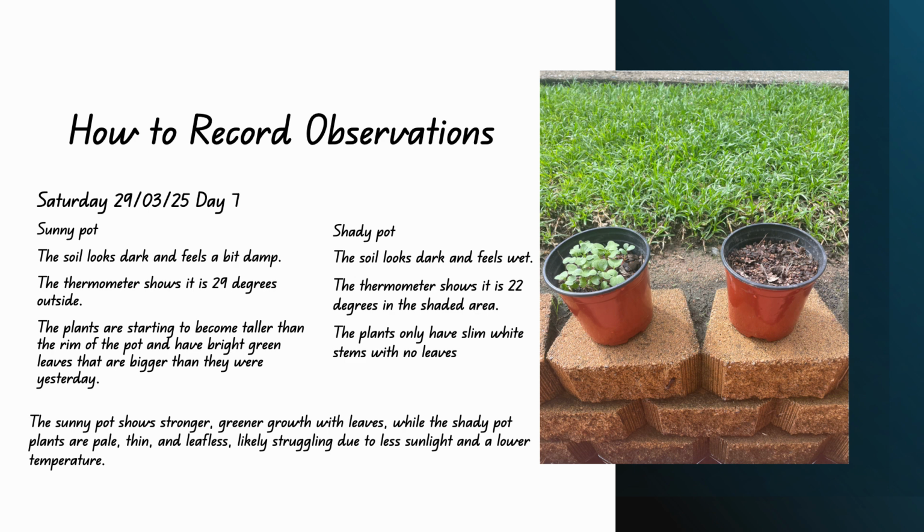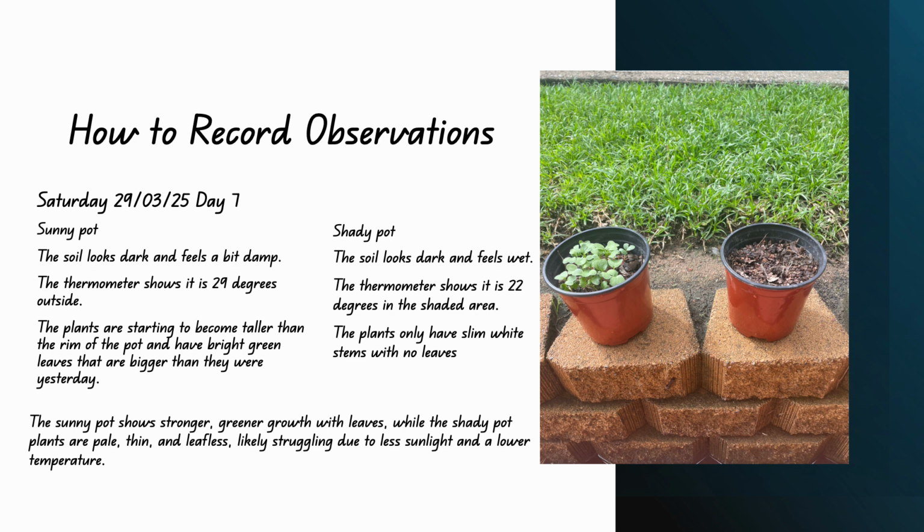For my sunny pot, I have recorded that the soil looks dark and feels a bit damp. The thermometer shows it is 29 degrees outside. The plants are starting to become taller than the rim of the pot and have bright green leaves that are bigger than they were yesterday.